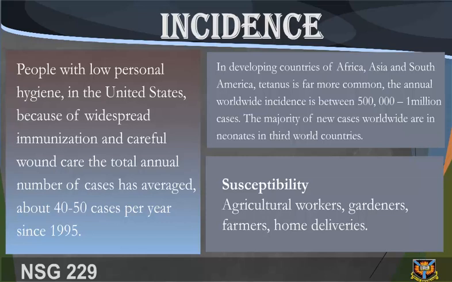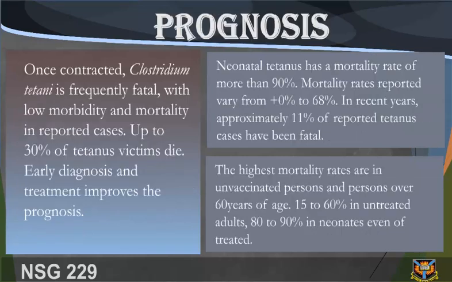In developing countries of Africa, Asia, and South America, tetanus is far more common. The annual worldwide incidence is between 500,000 to 1 million cases. The majority of new cases worldwide are in neonates in third world countries. Susceptibility. Agricultural workers, gardeners, farmers, home deliveries.